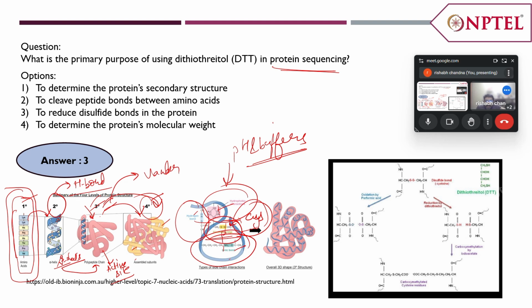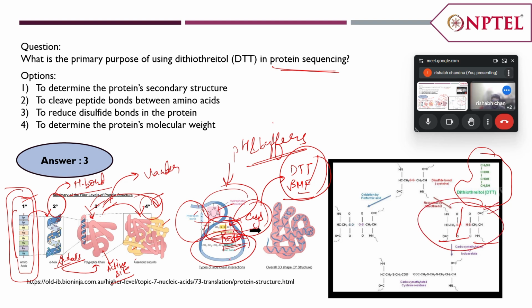So we have to reduce it. And this reduction is done using dithiothreitol or beta mercaptoethanol. These two are the reducing agents that are generally used for the denaturation of proteins. This is the typical structure, as you can see here in the green, of the dithiothreitol that is used for denaturing the proteins. So this helps in reduction of the disulfide bonds, and that helps us to open the chain. So this is the explanation.